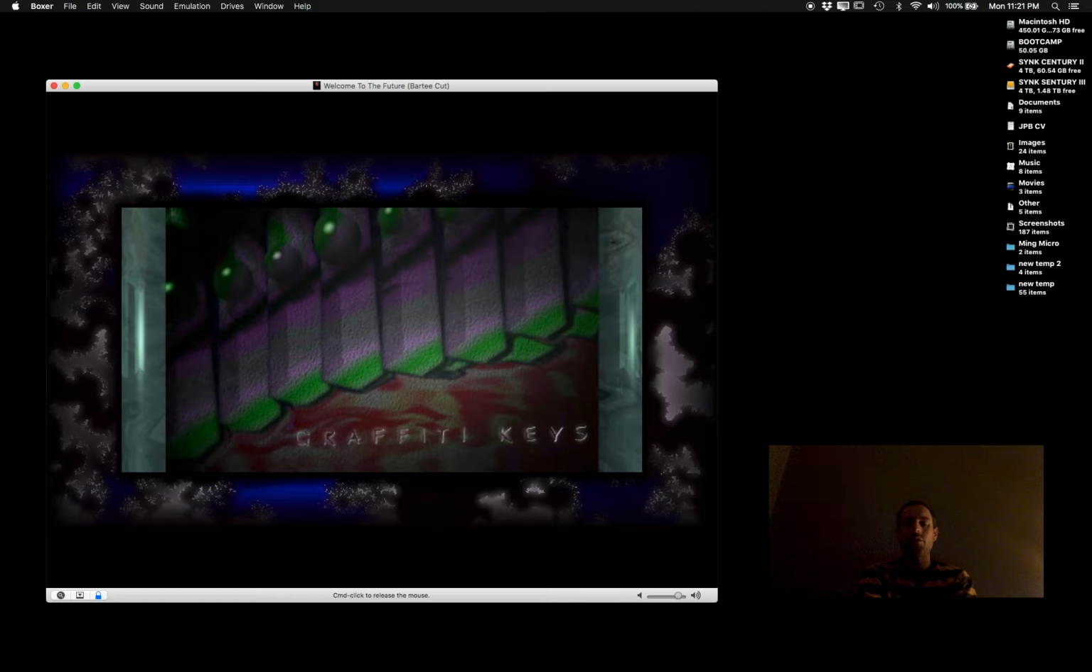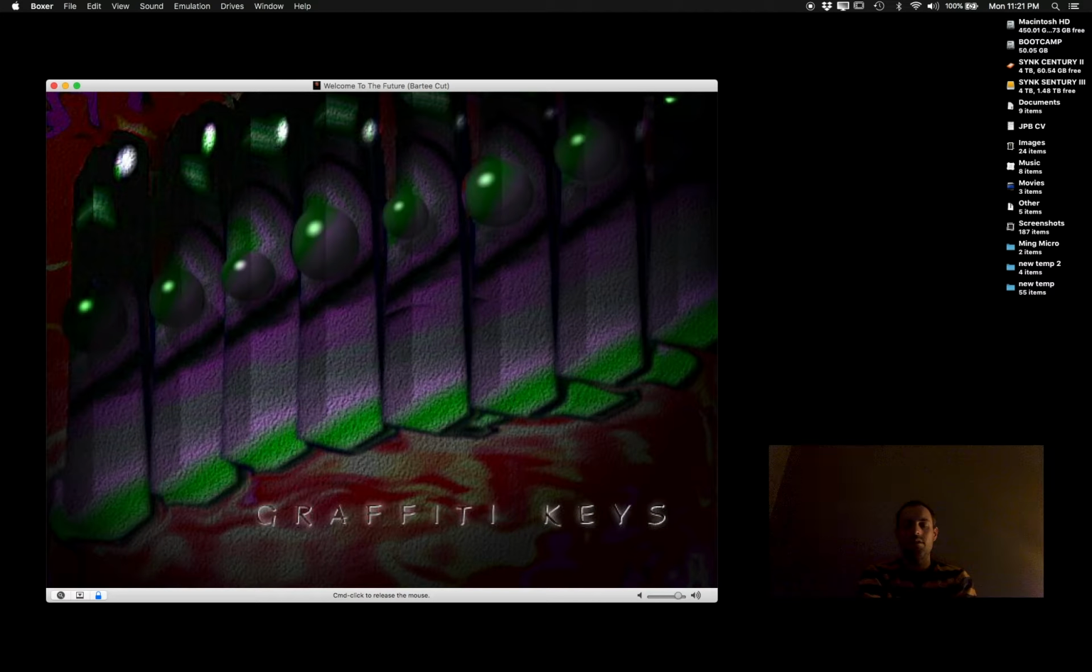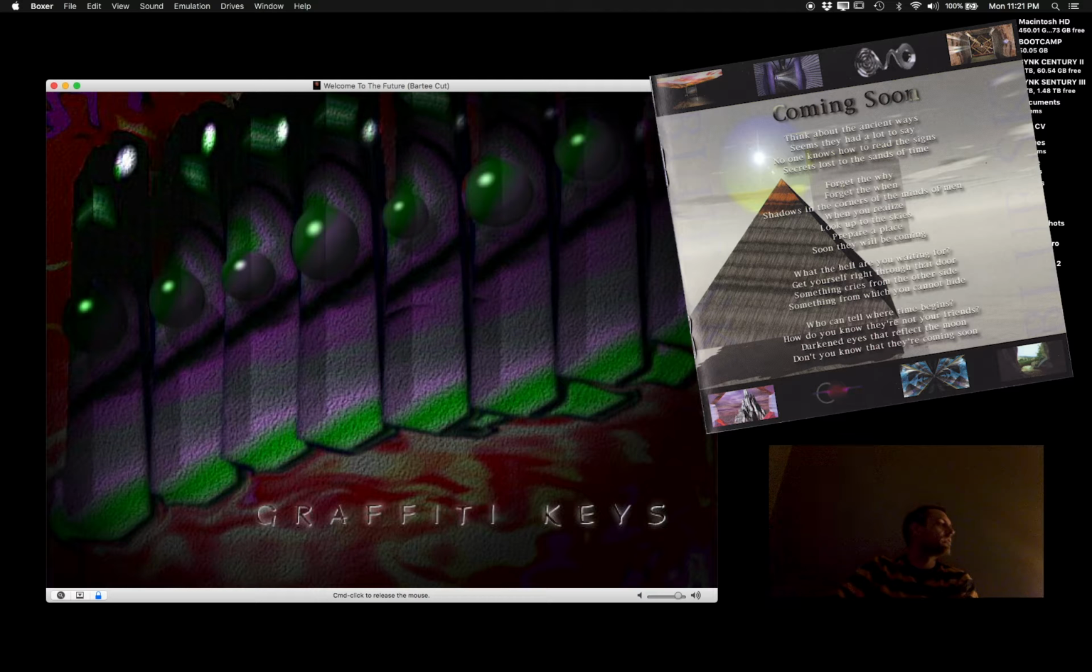So we'll hear the vocals for the first time here. This is one of the songs. It's called Coming Soon. When you go to the music player, you can hear the real song. This is just a little loop from it, and then these keys trigger vocal sections from the song.